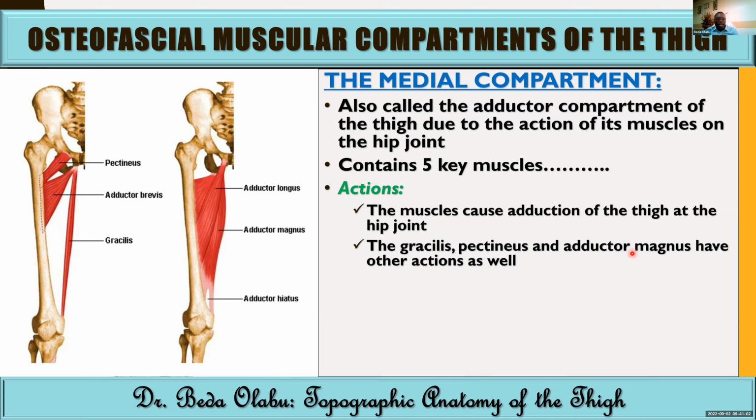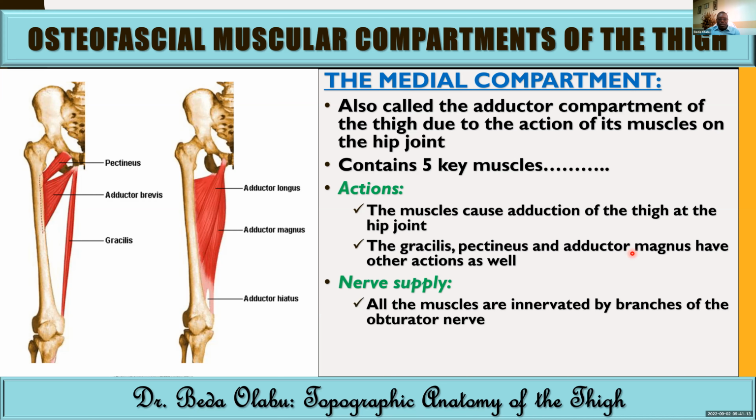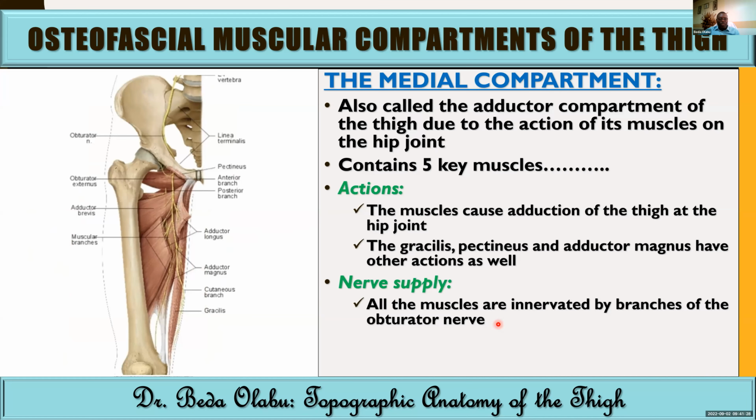Adductor magnus has the hamstring part, which can extend the hip, as we mentioned earlier. In terms of the nerve supply, all the muscles of the medial compartment of the thigh are supplied by the obturator nerve. All of them are supplied by the obturator nerve. However, it is important to note at this point. So anyway, this is the obturator nerve. We'll talk about it later again.